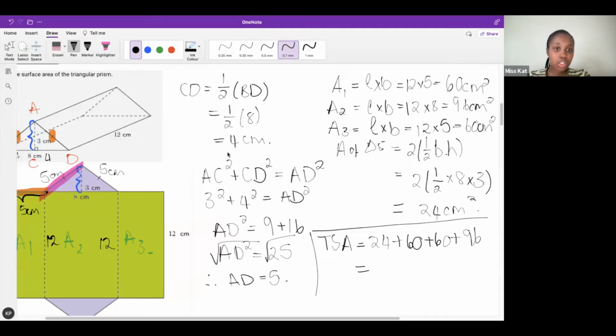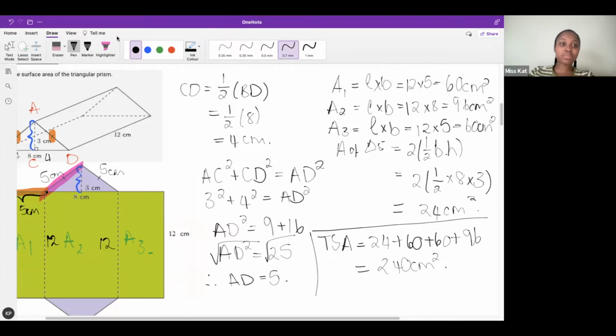You tried with what, Chando? What's my total surface area? 240 centimeters squared. Ooh, wow. Yeah, surface area is quite long.